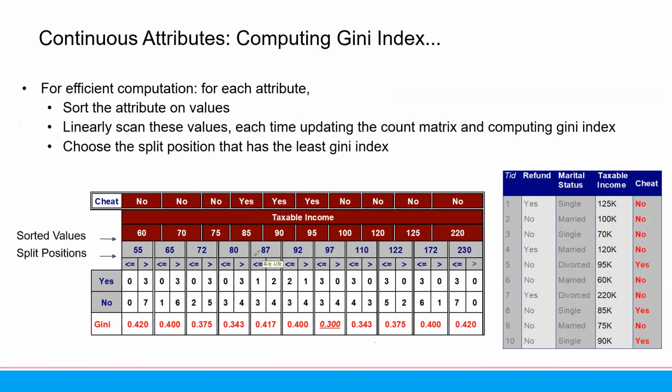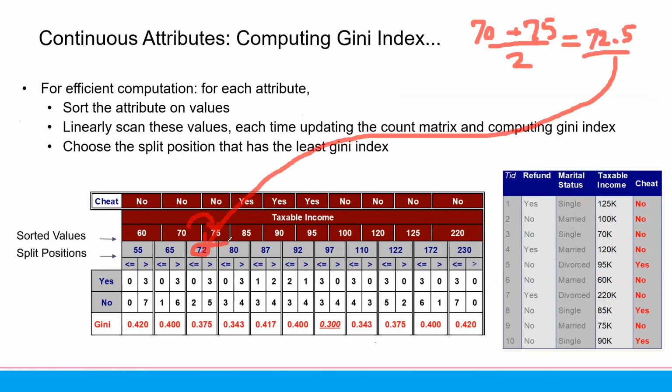Now we can also calculate the next value. We have 75. So we can calculate the midpoint. The midpoint will be 70 plus 75 divided by 2. The value will be 72.5. So we use this value as the splitting point. Just for simplicity, I round the value to 72. So we can again do the count matrix. When it is less than or equal to 72, yes is 0 and no is 2. When the value is higher than 72, we have 3 yes and 5 no. So we can calculate the Gini index.